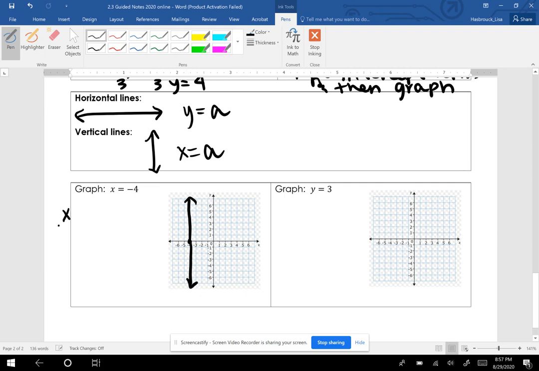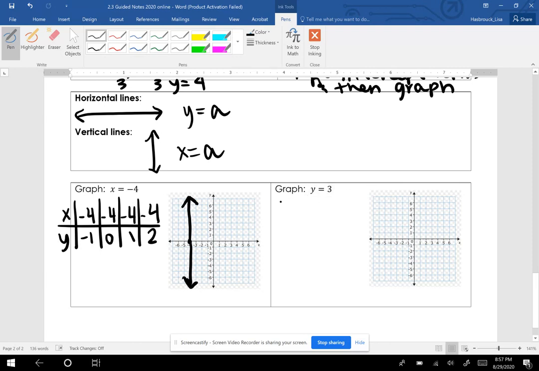You could also think of it as if you make an xy table, all your x's are -4s. And you can pick numbers for your y's, -1, 0, 1, 2. You would plot those points and notice that you still get the vertical line.